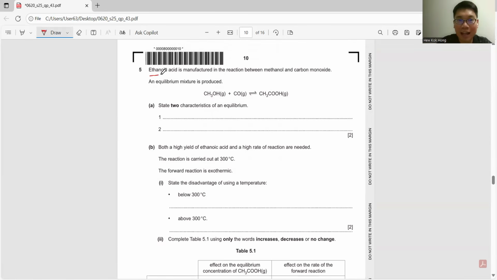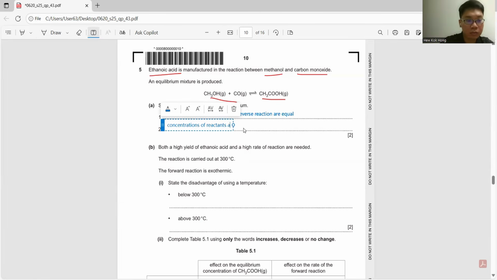They say ethanoic acid is manufactured in the reaction between methanol and carbon monoxide. An equilibrium mixture is produced. State 2 characteristics of equilibrium. Equilibrium means that the forward and reverse reactions have the same rate and the concentrations of the reactant and the product are constant. So these two are the criteria for equilibrium. They always like to test you whether you know about this.